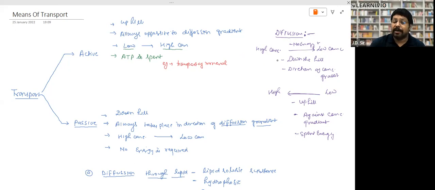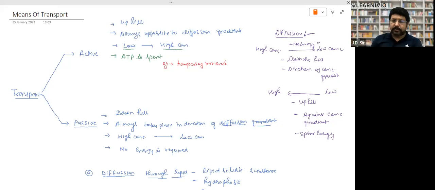And when any molecule is transported from higher concentration to lower concentration, energy is not required, and we call it downhill transport, or transport of molecules in the direction of the concentration gradient, right? So when any molecule is transported from higher to lower concentration, we call it downhill transport, or transport in the direction of concentration gradient, right?